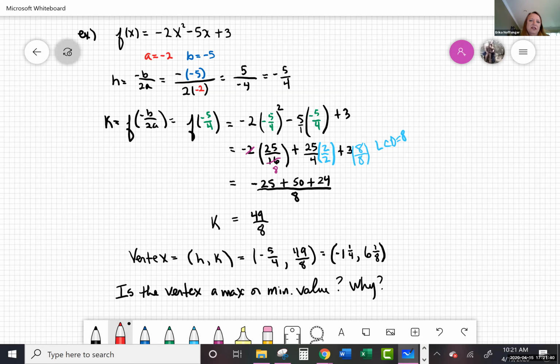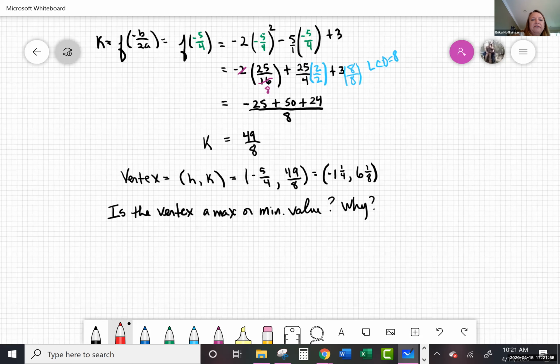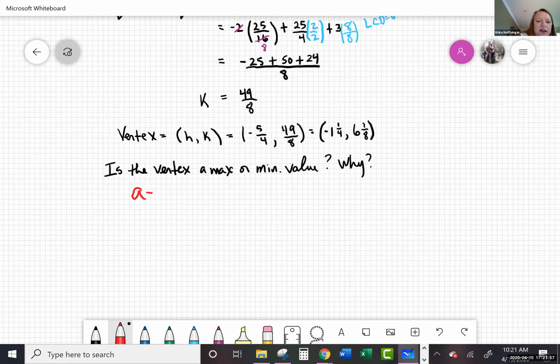So remember, it's the number in front of the x squared term. So it's our a value. So notice a is -2 here. And it depends on if that a value is positive or negative. So our value a was -2. If a is negative, then our parabola faces downwards. And so because our parabola faces downwards, we know that our vertex then has to be a maximum value, a maximum point.